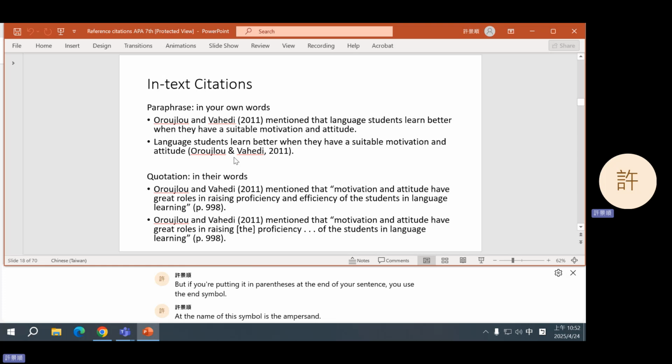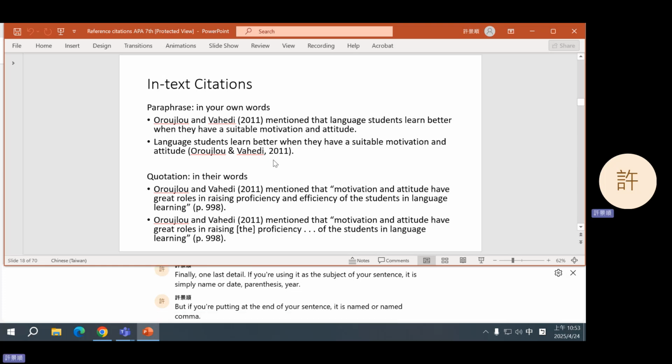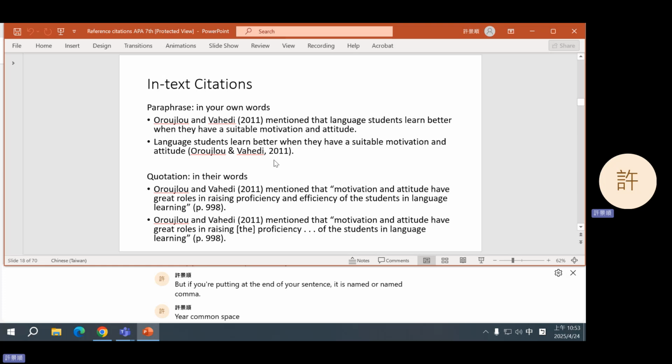Finally, one last detail. If you're using it as the subject of your sentence, it is simply name or names, parentheses, year. But if you're putting it at the end of your sentence, it is name or names, comma, space, year. So that's how you write a paraphrase citation tag.